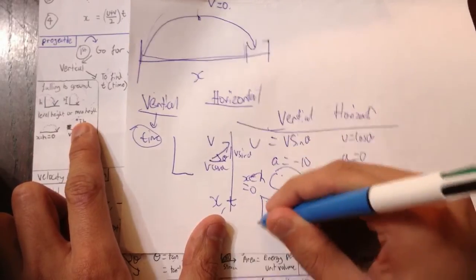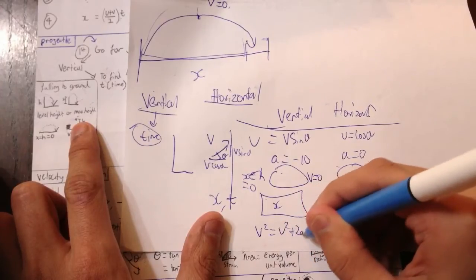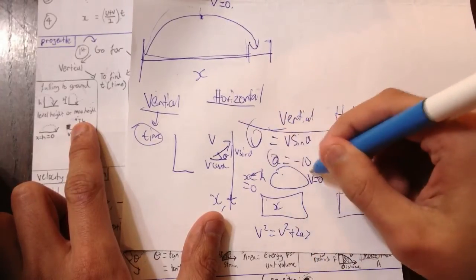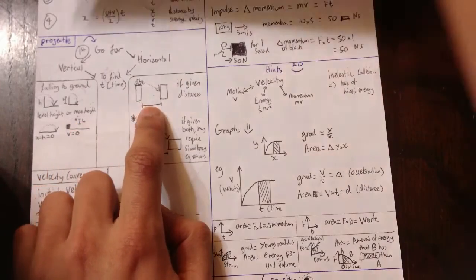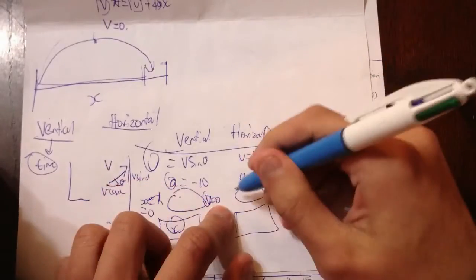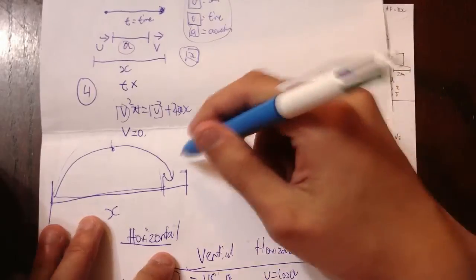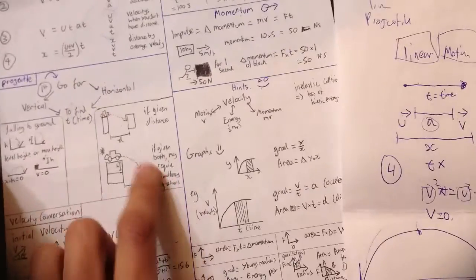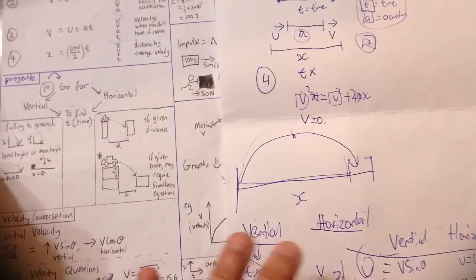And then if we were looking for x, we can use v squared equals u squared plus 2ax, because we have v, u, a, x. Now on the other hand, if we have this piece of information, we know x equals d, and therefore we can find time here. And once we find time, we can just sub it in to find out how high above the ground we are, because that's usually what this question asks.